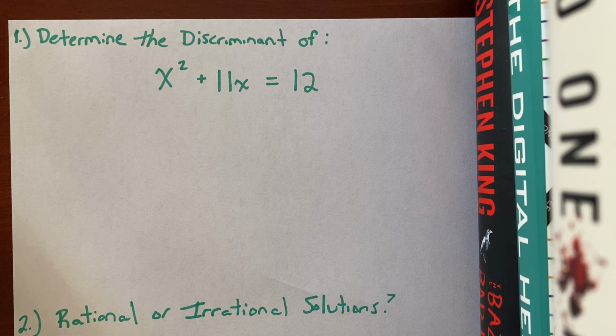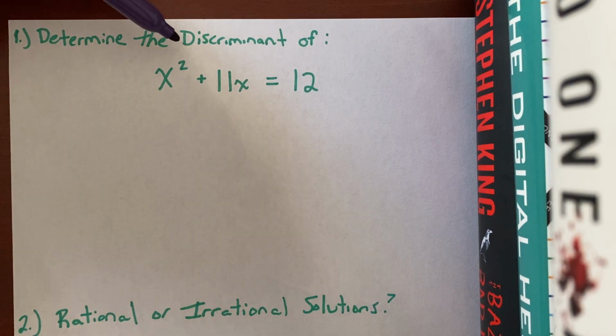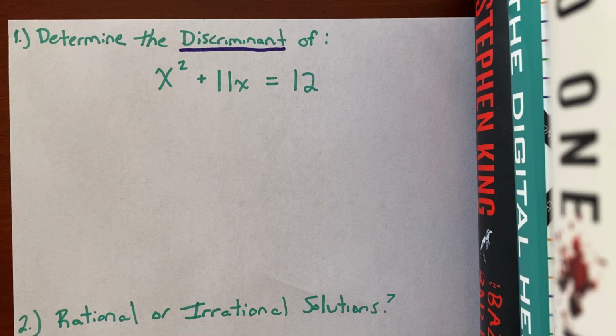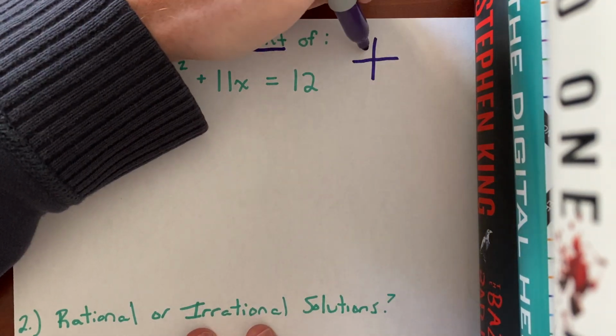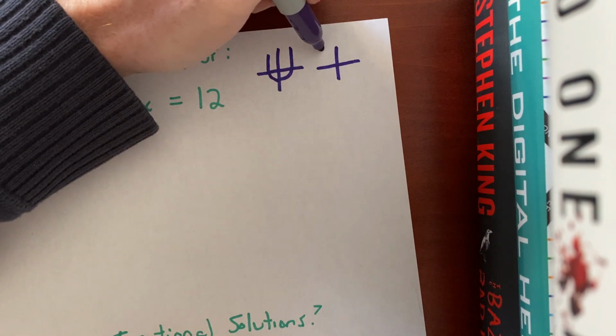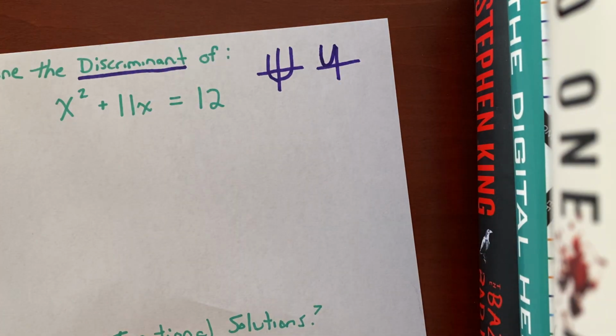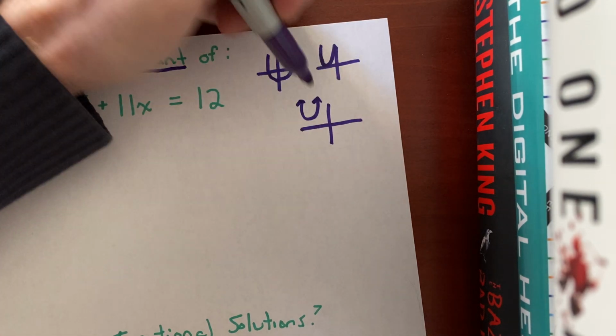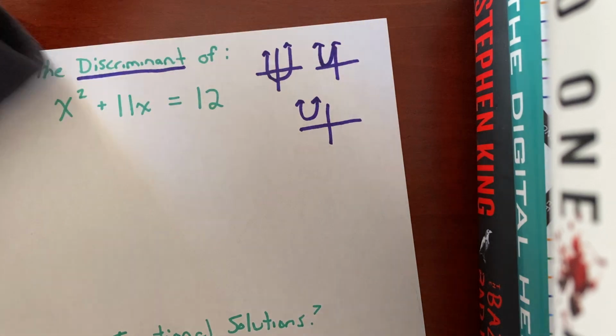Okay, so first question on Performance Matters says determine the discriminant of this following quadratic equation. If you remember what the discriminant tells us, it tells us how many x-intercepts our quadratic will have. Remember, our options are the quadratic will have 2 x-intercepts, so it'll cross the x-axis twice. It could potentially have 1 x-intercept that comes down, kisses the x-axis, or it could also potentially have no x-intercepts, as in it doesn't even touch the x-axis.